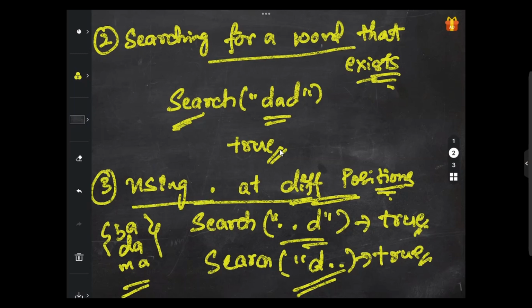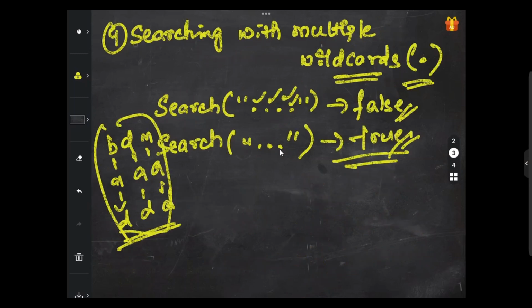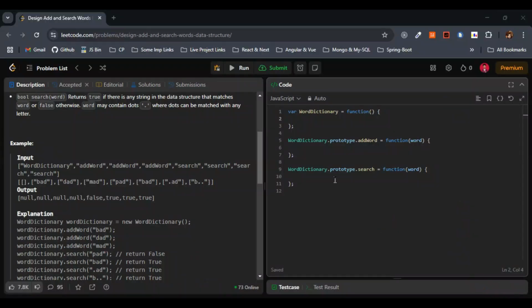Third one is using dot at different positions, or using wildcards at different positions. Fourth one is searching with multiple wildcards. So I hope all the edge cases are clear here. Next, let's write the code. I'll explain the code while writing it, and finally discuss the complexities of the code that we have written. Now let's start writing the code.